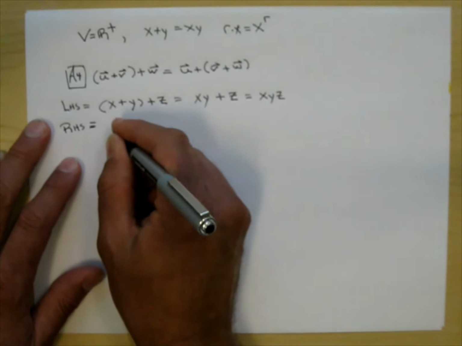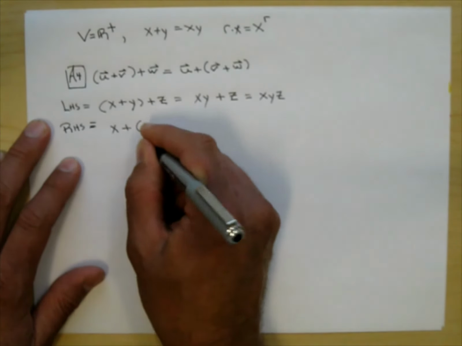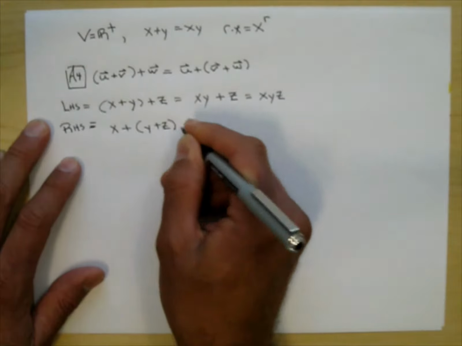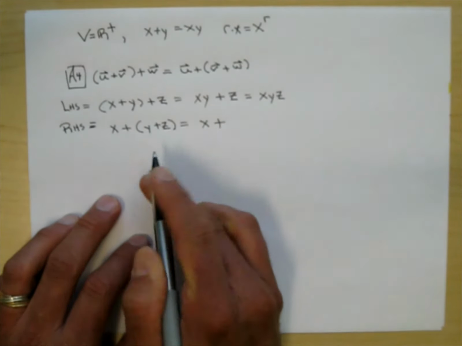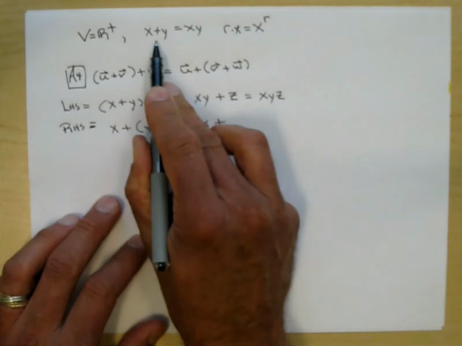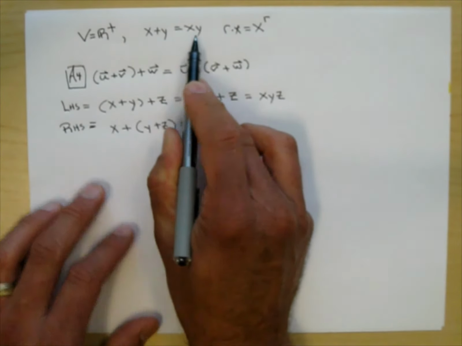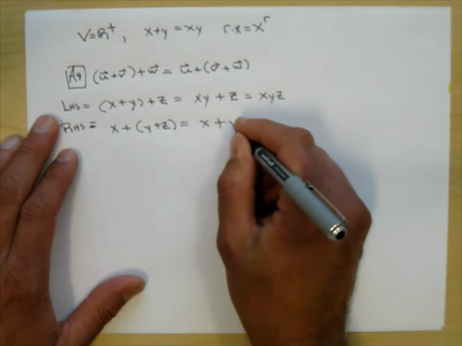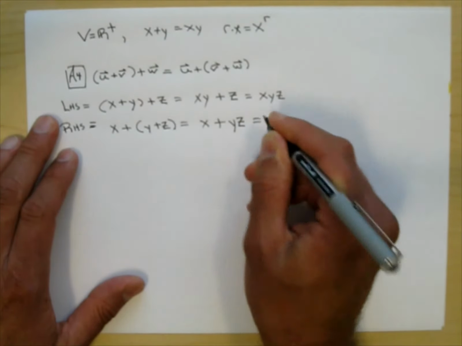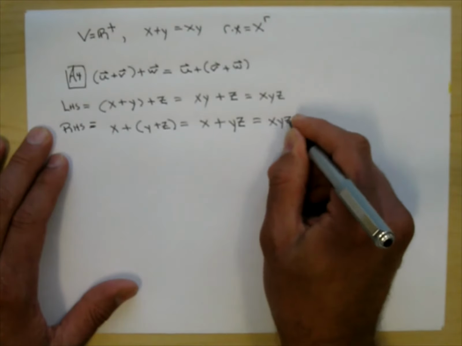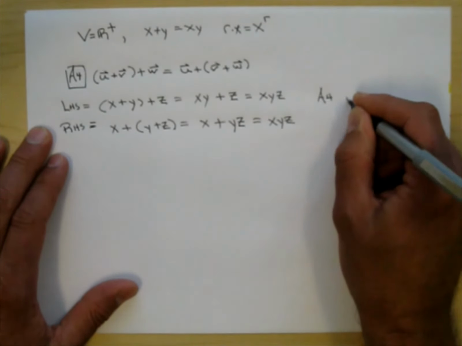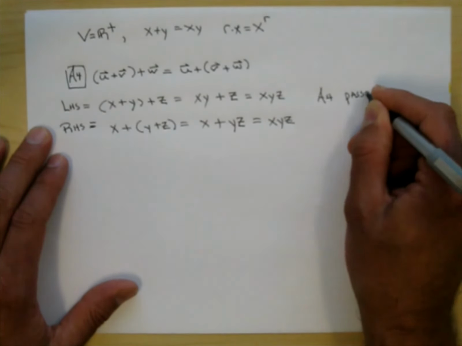This is x plus y plus z. So this is x plus, okay, what is y plus z? Well, funky addition says that you are going to be multiplying, so this is yz. And then we do funky addition again, which is xyz. Axiom 4 passes.